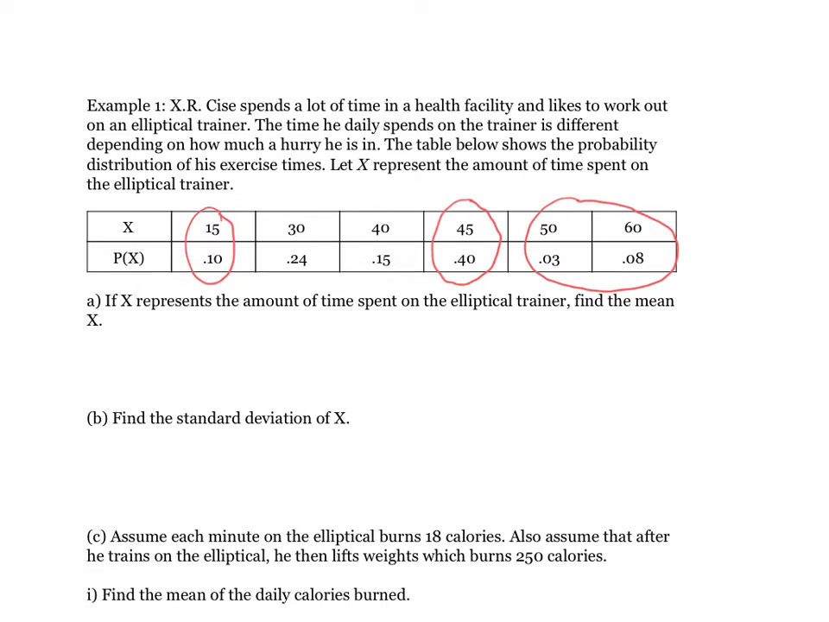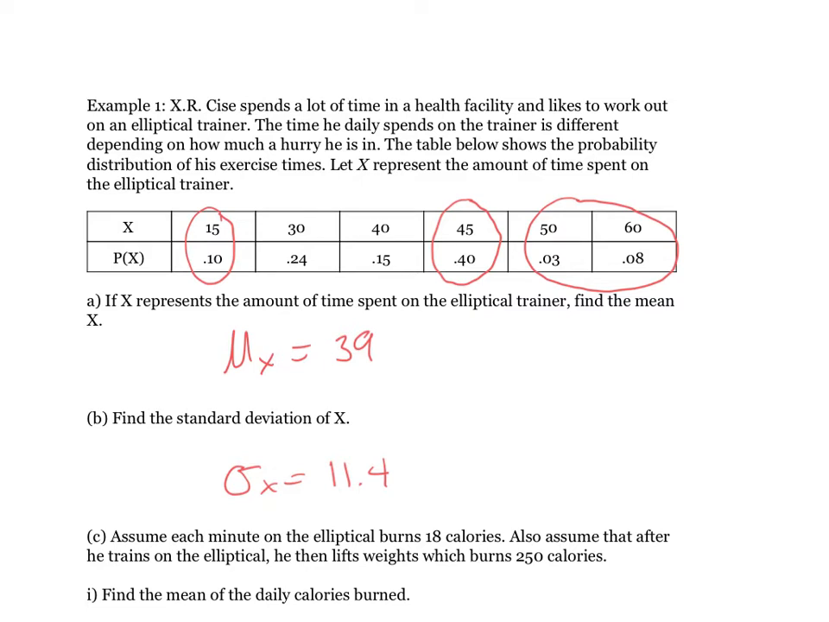and enter your data and then do one variable stats on L1 and L2. This is back to just the mean of a random variable. So the mean amount of time he spends on the machine is 39 minutes. And then the standard deviation, I get that in the same place. On my calculator is 11.4 minutes. Okay. So now, obviously, he never actually spends 39 minutes on the machine.